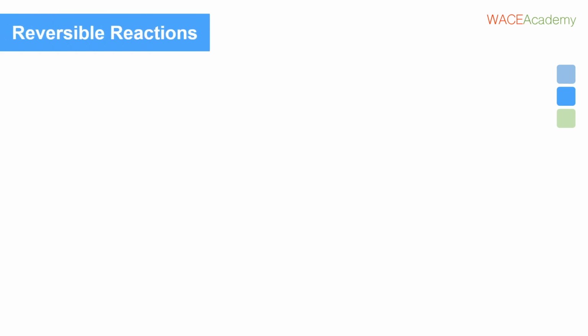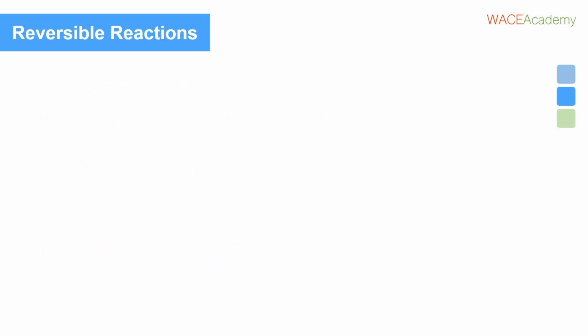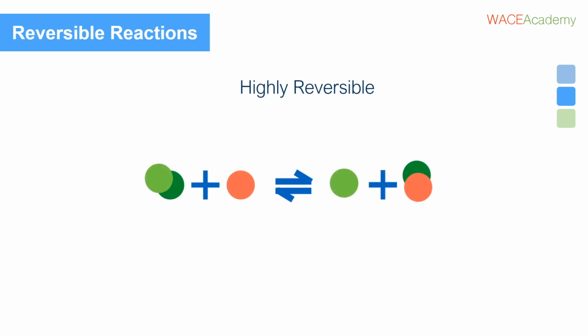So now we can see that some reactions are reversible, and that when we put a reversible reaction in a closed system, it will eventually form a dynamic equilibrium. We usually use examples where the reactions are highly reversible. However, when a reaction is only a little bit reversible, it can still form a dynamic equilibrium. But what makes some reactions more reversible than others?